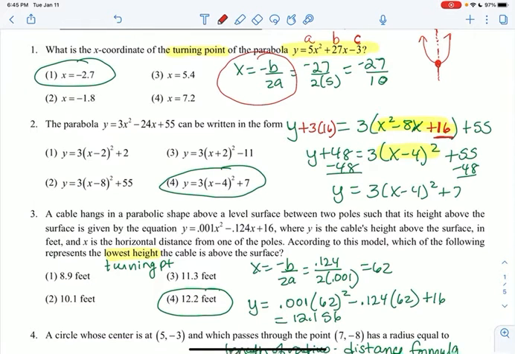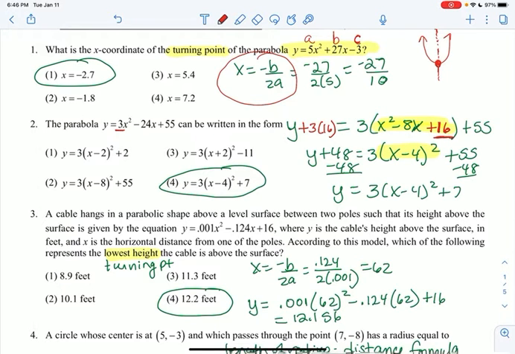Number 2, I want to take that parabola and I want to write it in vertex form. I know that because I'm looking at all my answer choices here. Now when I want to write it in vertex form, I have to complete the square. I don't want to complete the square when I have that 3 that's in front of the x squared. So everything in green is the original problem, and everything I wrote in red is what I added on.